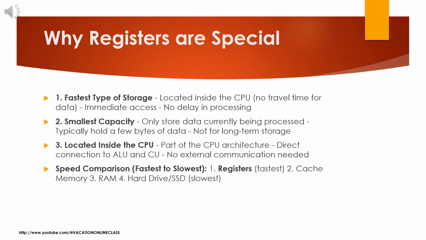To put this into perspective, let's look at the speed comparison. In the world of computing, registers are the undisputed champion of speed, followed by cache memory, then RAM, and finally our hard drive or SSD. While a hard drive holds the most data, the registers are what allows the computer to actually think at the speed of light.